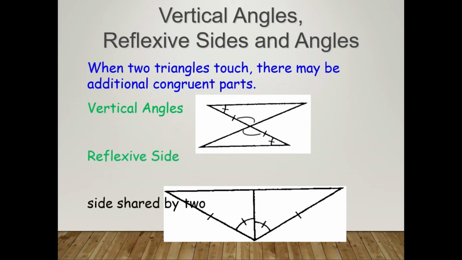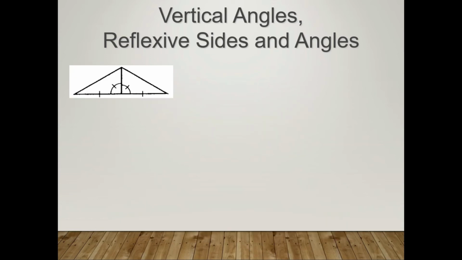And we call that a reflexive side. Ibig sabihin, side shared by two triangles. So, pag pinaghiwalay natin yung two triangles, we know that this side is automatic na congruent. Okay, now I have here additional given. If we have this kind of triangle, then we can say that these two triangles which have reflexive sides are congruent.